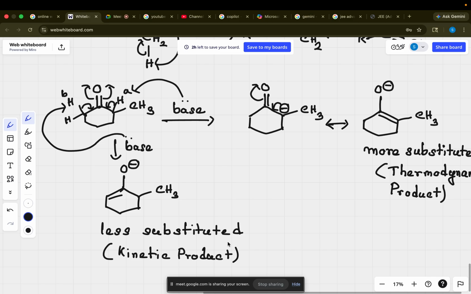This thing is clear. So we are getting two kinds of enolates. One is your more substituted or thermodynamic product, another one is your less substituted or kinetic product. This thing is clear.